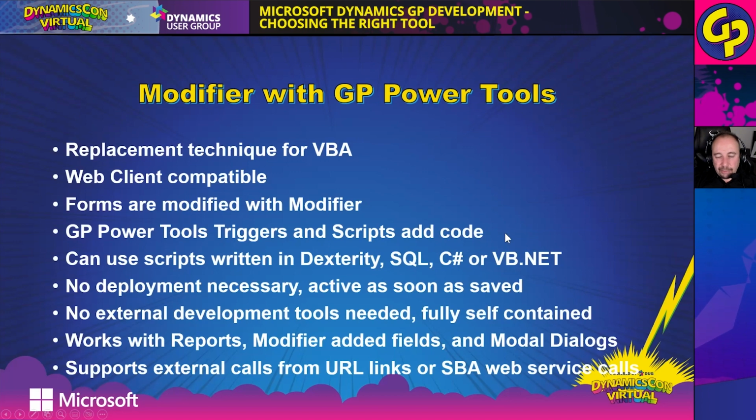They're written in Dexterity, but we also have the ability to call SQL code, C# code, and VB.NET code. There is no additional deployment steps. It's active as soon as it's saved in your environment. There's no external tools needed other than GP Power Tools, which is inside your GP environment. We have the ability to work with reports, modifier added fields, modal dialogues, and this also has the ability to support calls from external URLs or SPA web services.